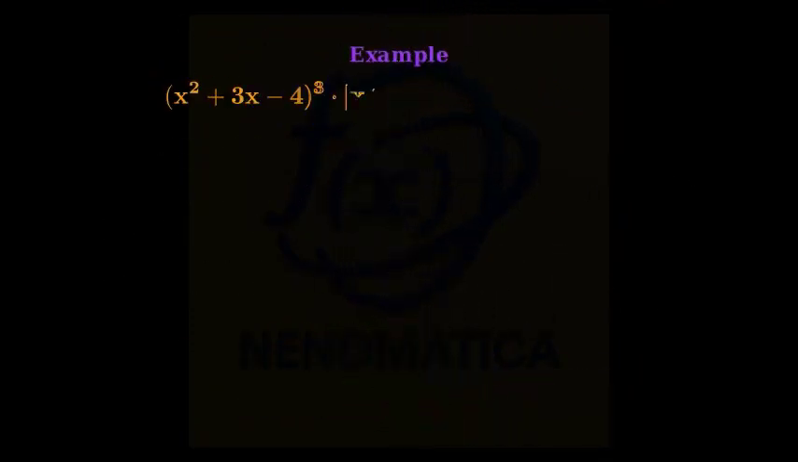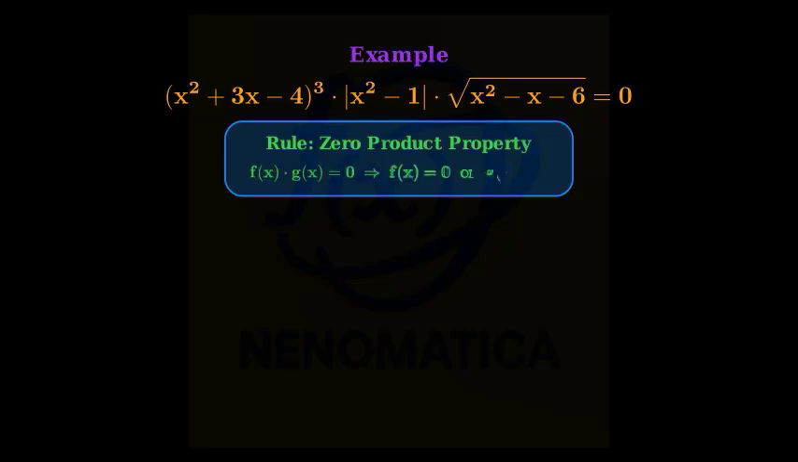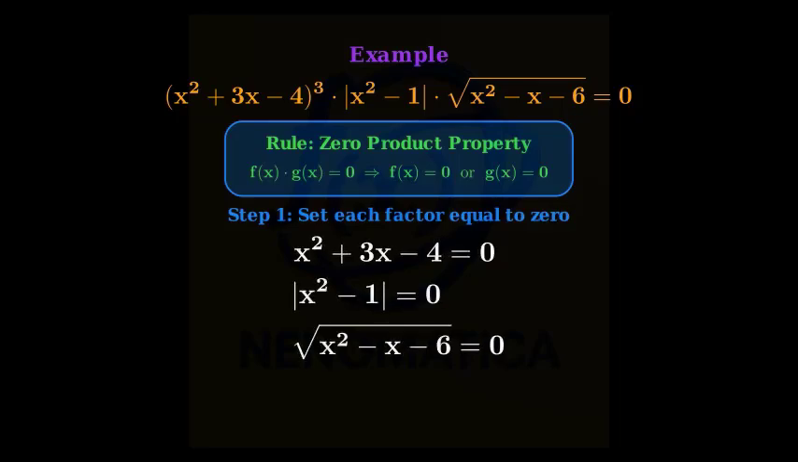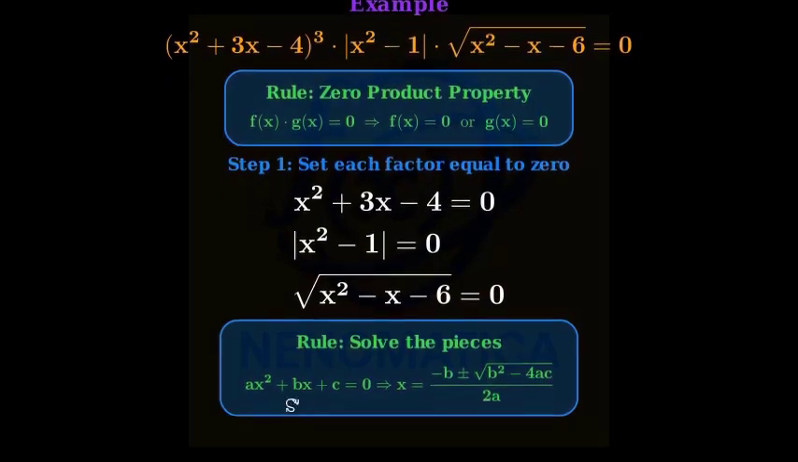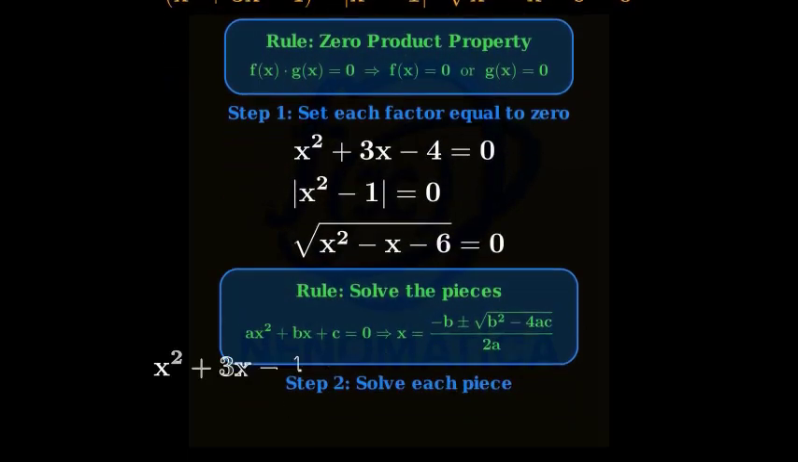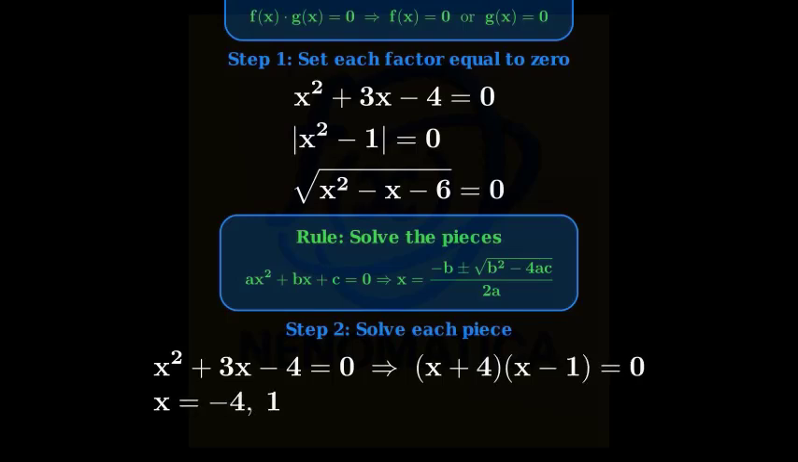Example: we will solve a product equation with an absolute value and a square root, then filter solutions by the domain of the radical. Step 1. Apply the zero product property. A product is 0 when at least one factor is 0. So we set each factor to 0 separately. Step 2. Solve each equation. We use basic quadratic solving. First, x squared plus 3x minus 4 equals 0 factors to x plus 4 times x minus 1. So x equals negative 4 or x equals 1.